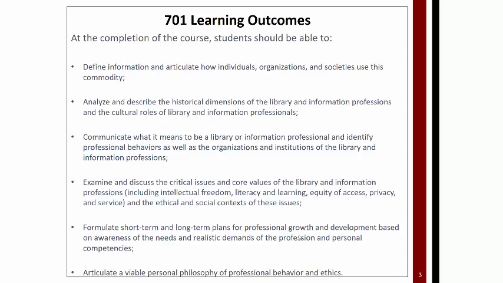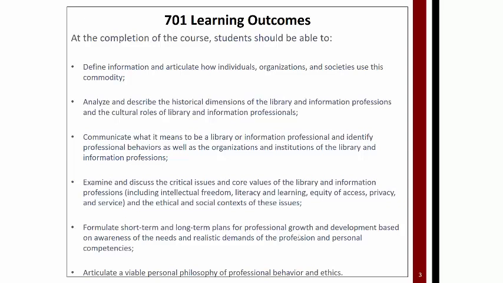You'll be able to communicate what it means to be a library or information professional and identify professional behaviors as well as the organizations and the institutions of the library and information professions. You'll examine and discuss the critical issues and core values of library and information professions. Just a few of these include intellectual freedom, literacy and learning, equity of access, privacy and service, and of course the ethical and social contexts of these issues.